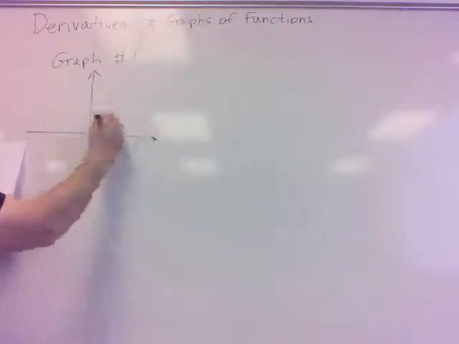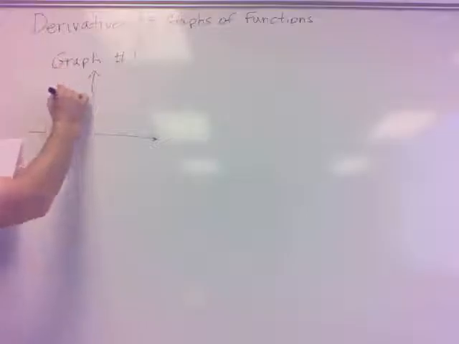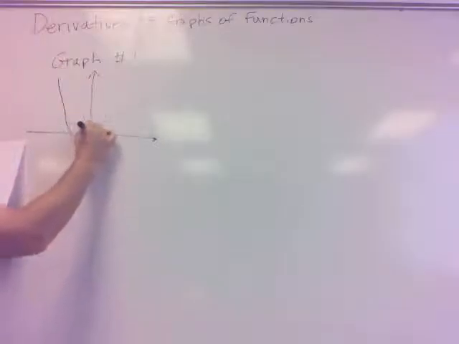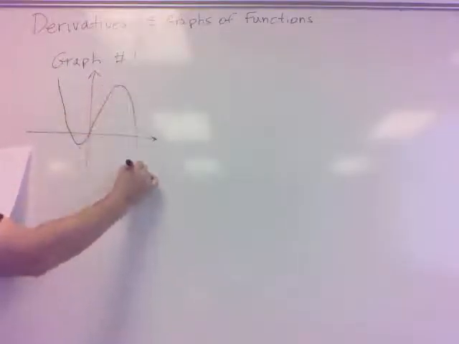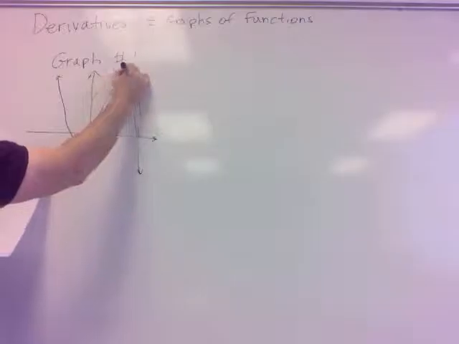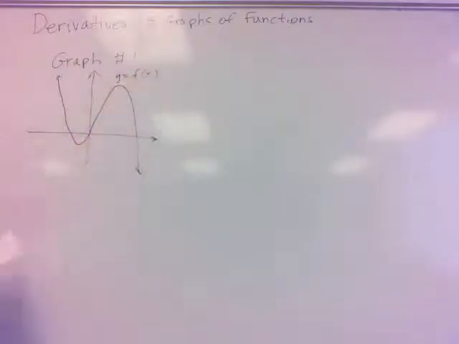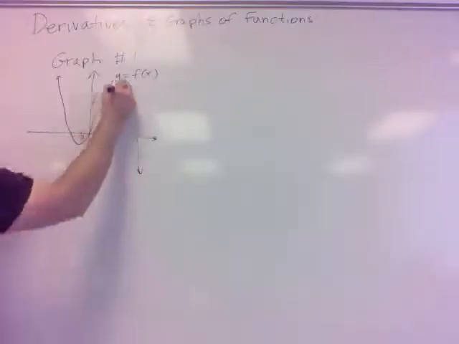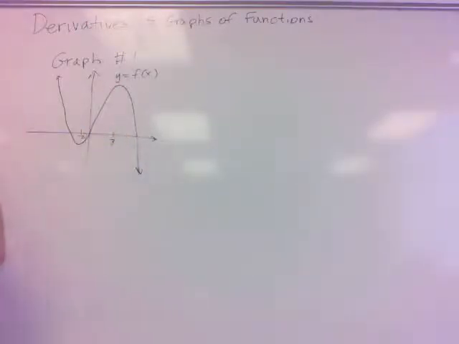I'll sketch right here, as close as I can. All right, so that's our y equals f of x graph. Okay? Where this here is -2, and then that high there is 3. What are -2 and 3?